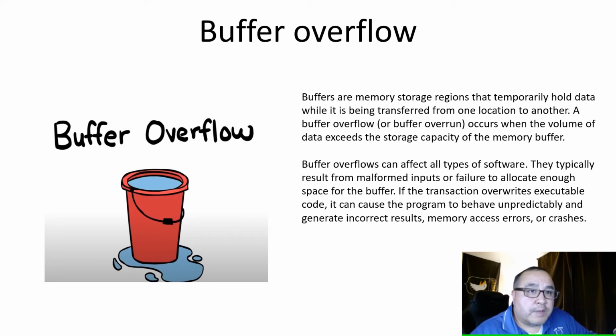So now we're going to talk about attack families, and the first one we're going to talk about is buffer overflow. Buffer overflow involves memory storage locations that are temporarily held when transferring data from one location to another. This type of error can affect all types of software. It is caused by malformed inputs and failure to provide enough space for the buffer. This can cause programs to act unpredictably and create incorrect results, memory access errors, or crashes.